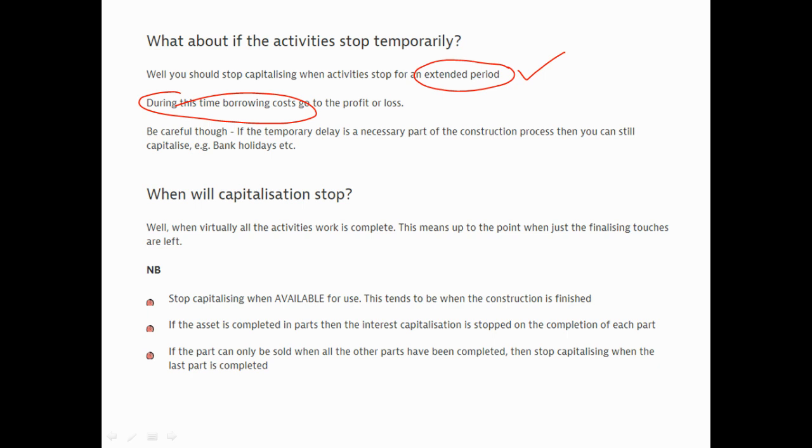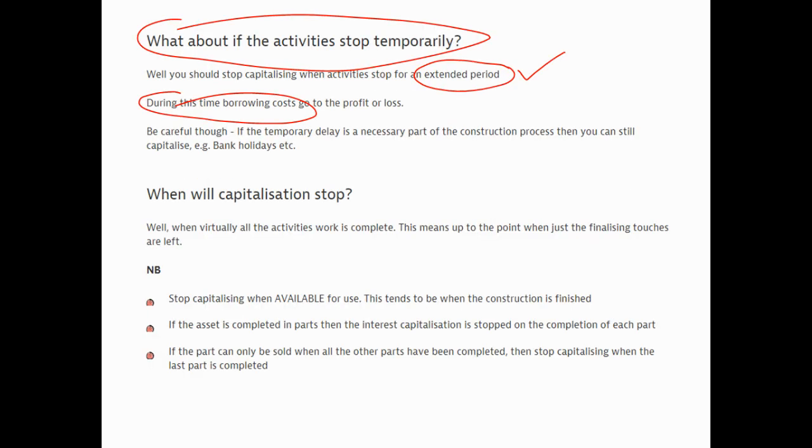Okay, so that was the temporary suspension of capitalization of borrowing cost. Another scenario is, when should we stop capitalization of borrowing cost forever? We only stop capitalization of borrowing cost when the asset is substantially complete, when you have completed all the activities on the asset. That's when we stop capitalization of borrowing cost. So we have discussed two scenarios: when we should suspend capitalization of borrowing cost, and when we should stop capitalization of borrowing cost.